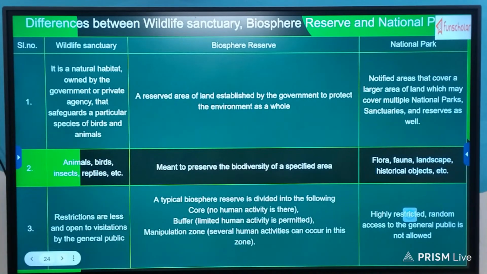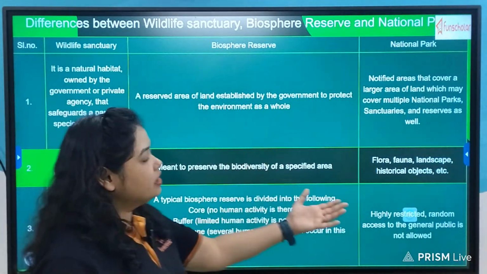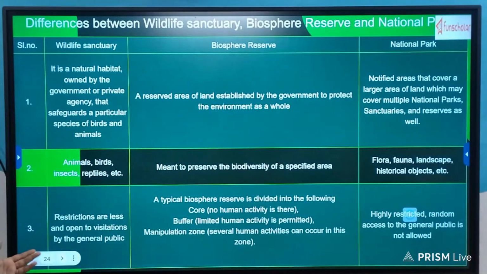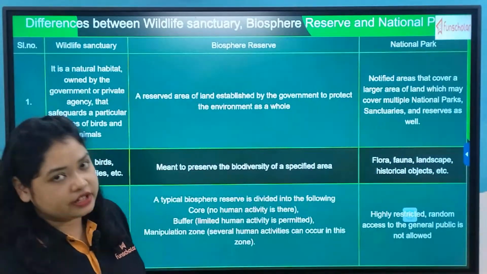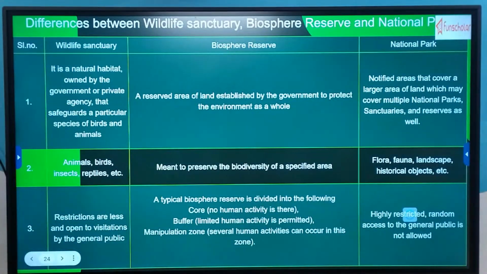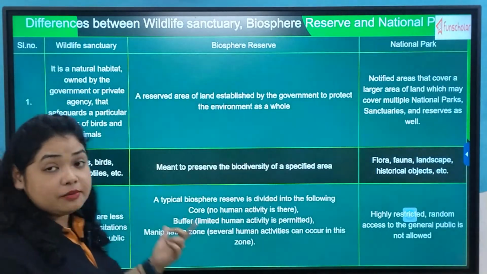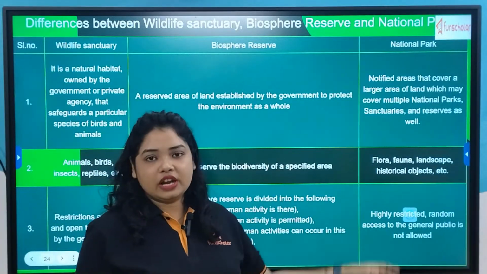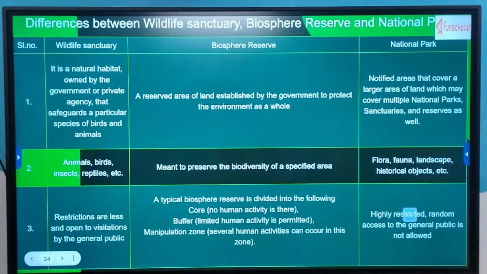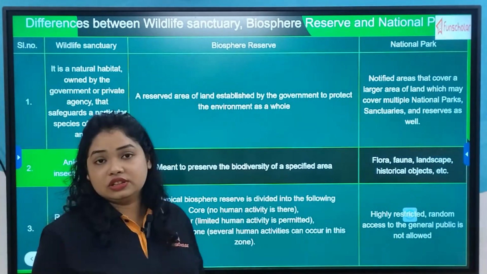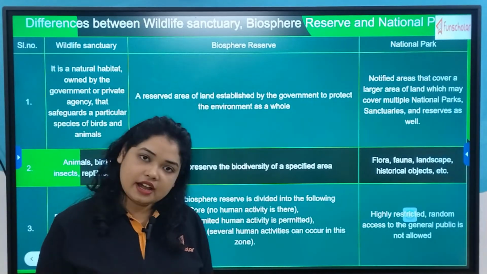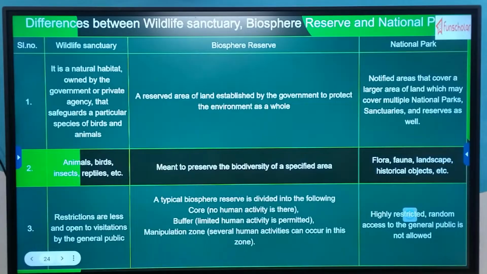So this is the comparison table among wildlife sanctuary, biosphere reserves and national parks. As you can see, firstly the basic definition of these three types of protected areas is given, and then the aim of these three types of protected areas is mentioned, and last but not the least, the restrictions which are prevalent in all three types of protected areas are mentioned here. So let's discuss them one by one.